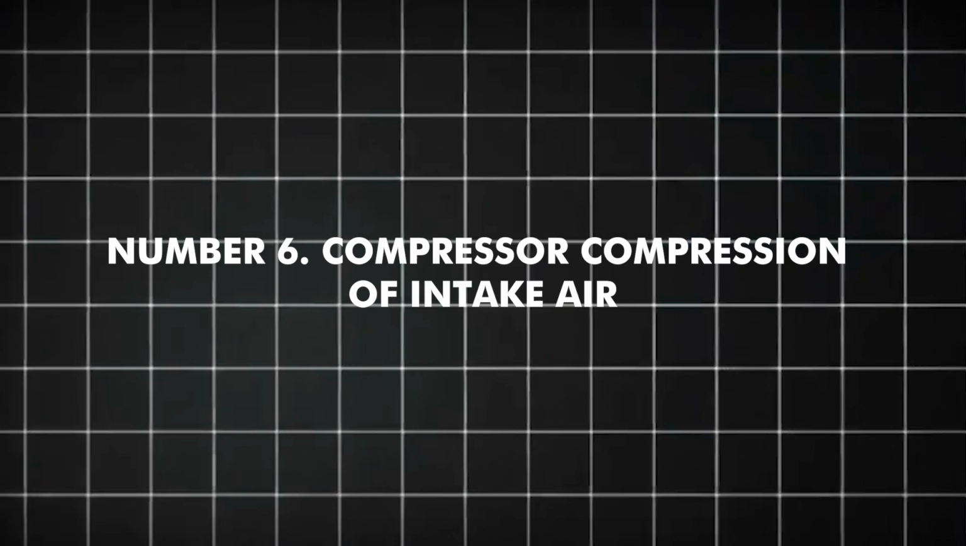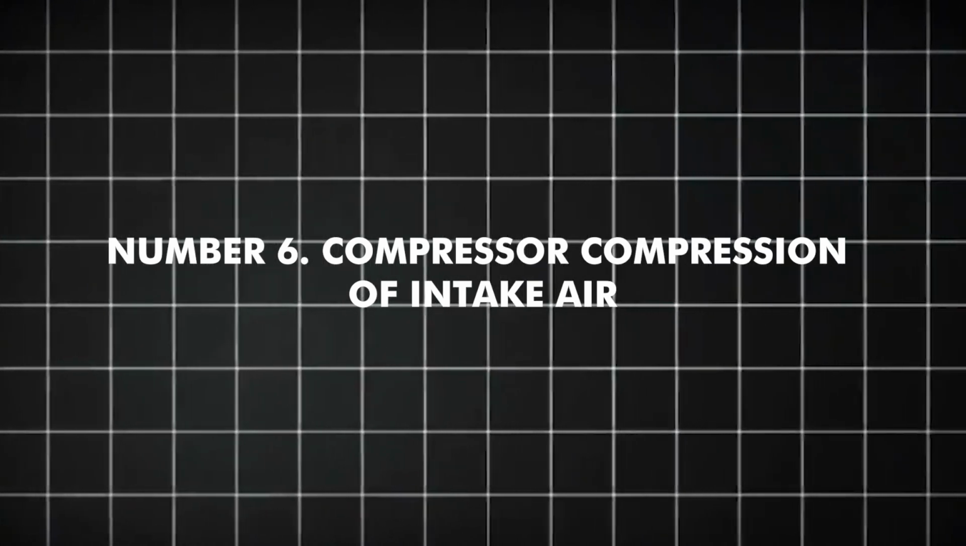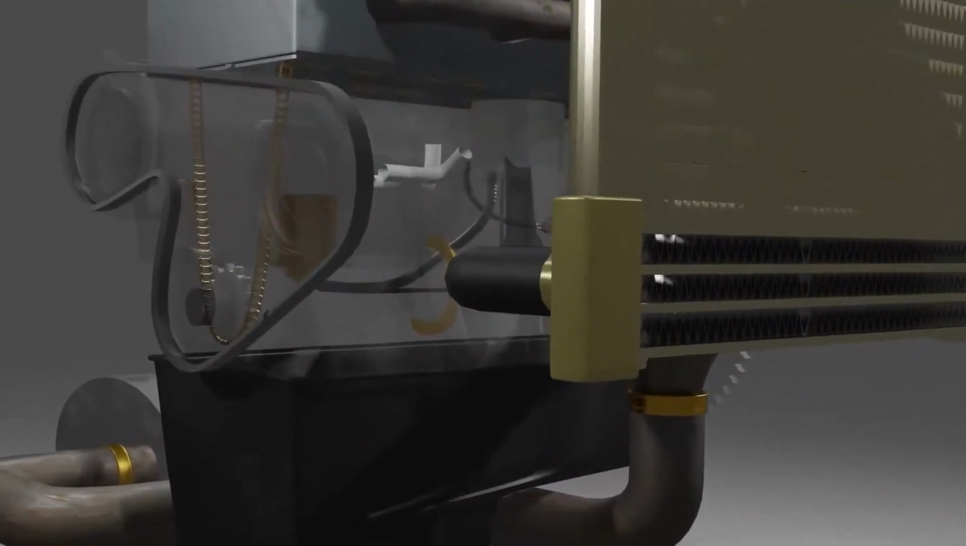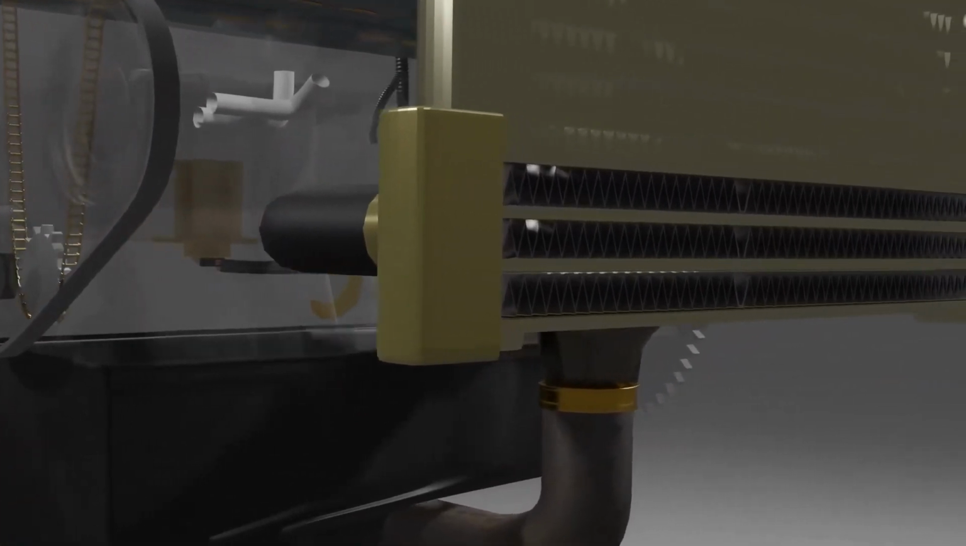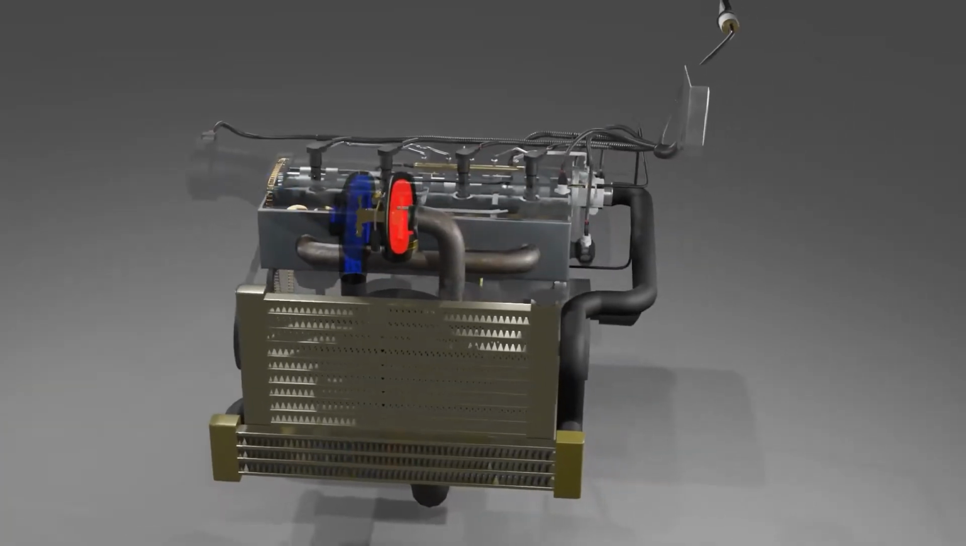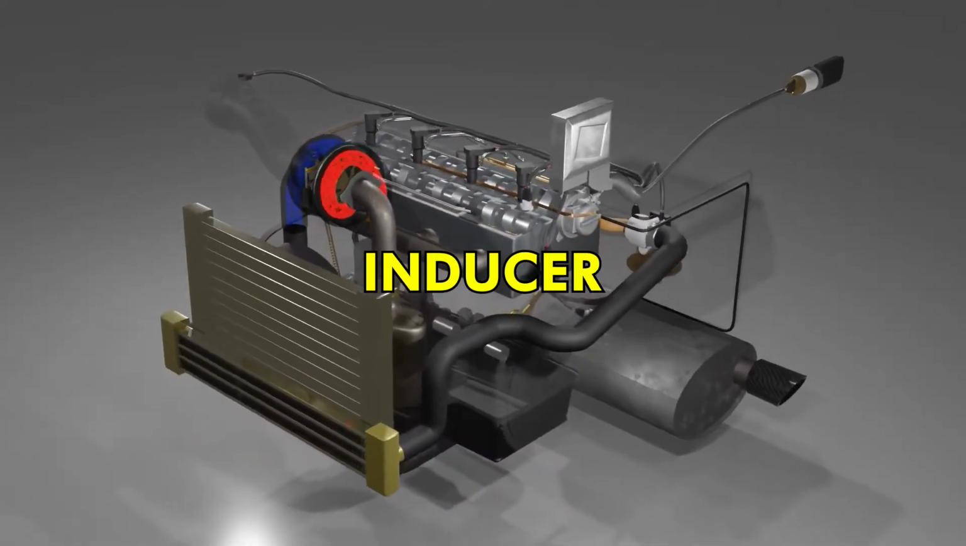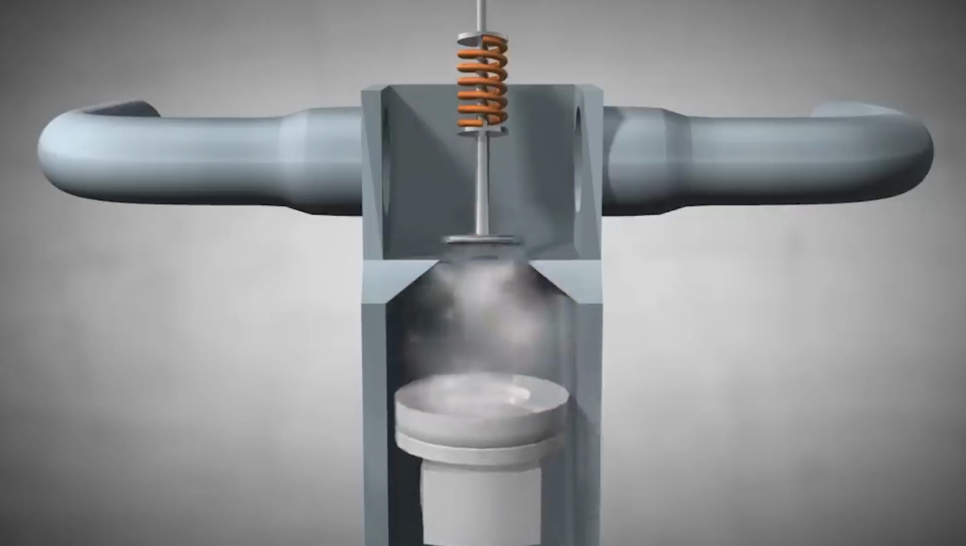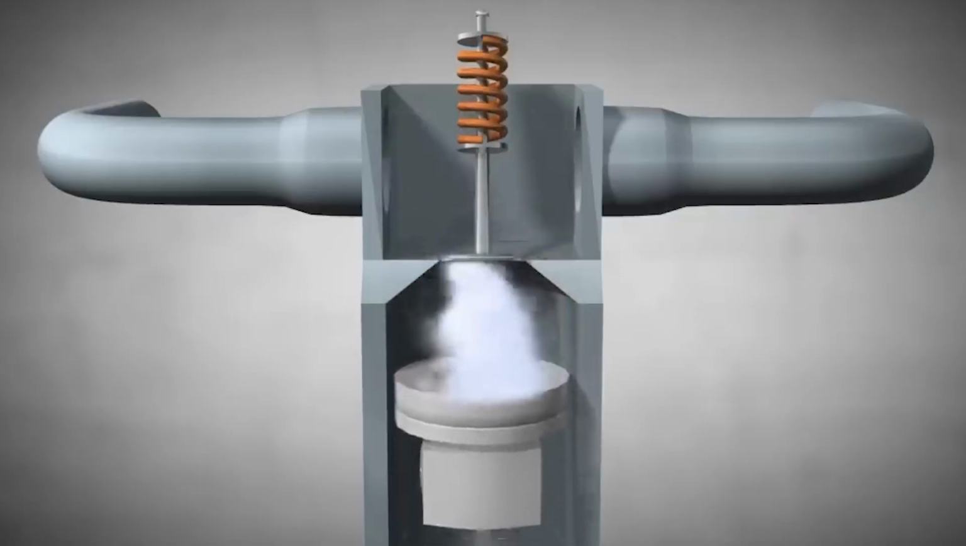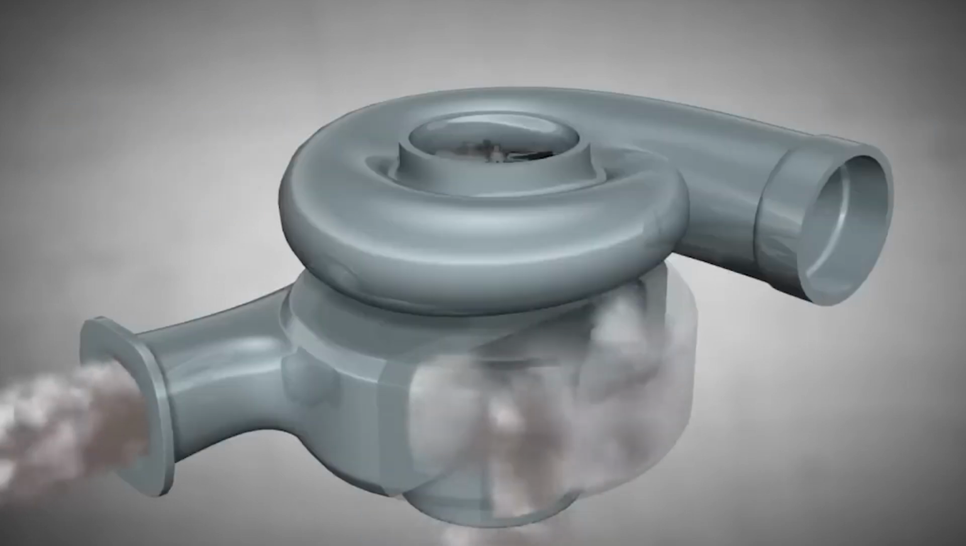Number 6. Compressor compression of intake air. The compressor wheel rotates at extremely high speeds, powered by the turbine shaft. As the compressor spins, it draws ambient air through the intake via an opening called the inducer. The air is first accelerated axially, then flung outward radially by the centrifugal force of the rotating blades. This centrifugal compressor design rapidly increases the velocity of the air.